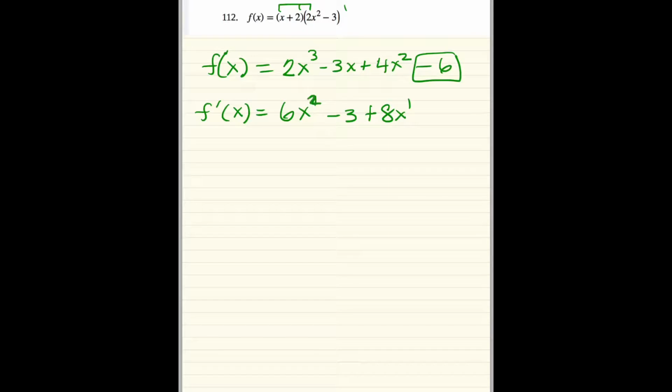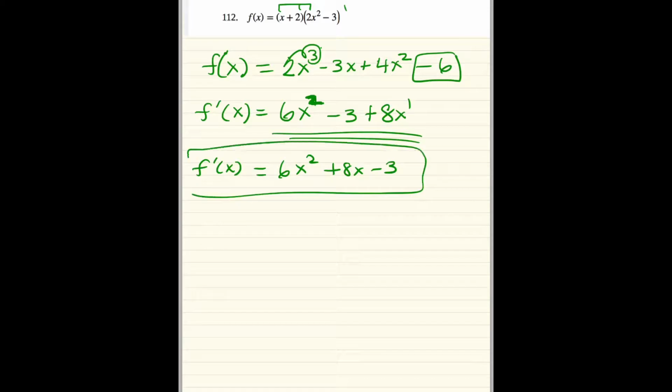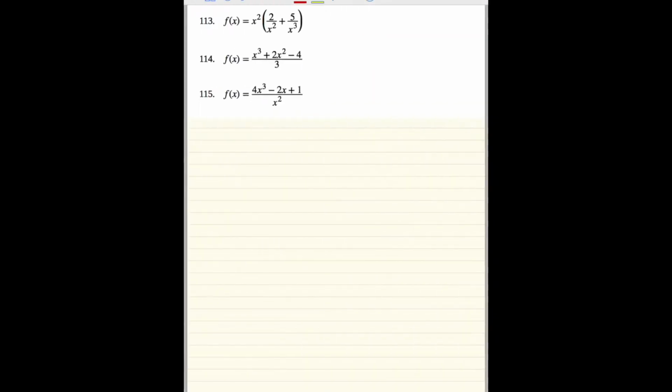this guy here is 6x squared. 3 times 2 is 6. Reduce this guy by 1, and this guy here, and that's what you would get if you did the product rule, but anytime you have something to the first power, you should distribute it. Okay. In our next 3 examples, we're going to do the same thing.